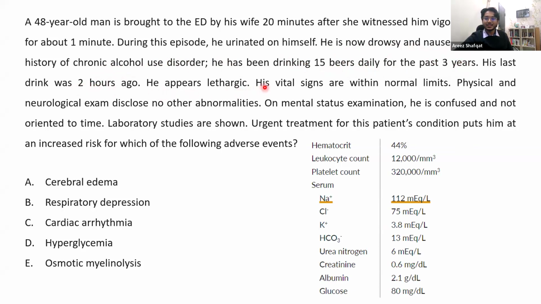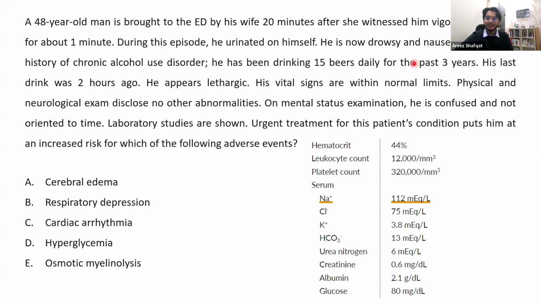He appears lethargic. His vital signs are within normal limits. Physical and neurological examination disclose no other abnormalities. On mental status exam, he is confused and not oriented. Laboratory studies are shown. The important one is this. He has severe hyponatremia, a sodium of less than 112 milliequivalents per liter. The normal serum sodium is 135 to 145. Urgent treatment of this patient's condition puts him at increased risk for which of the following adverse events?